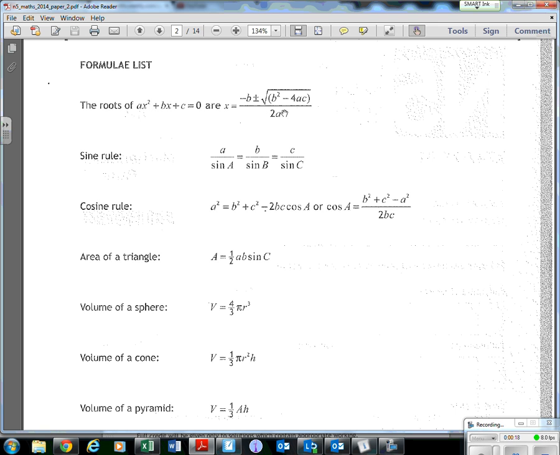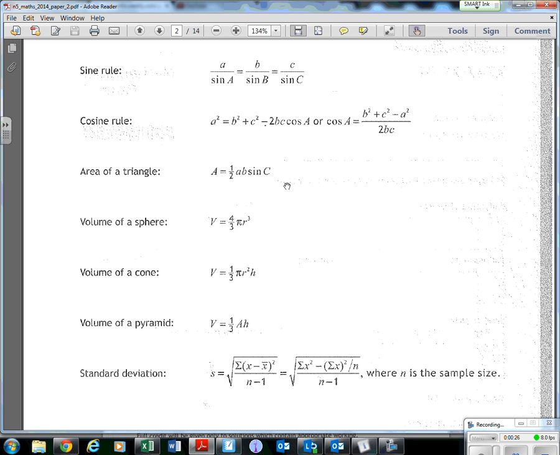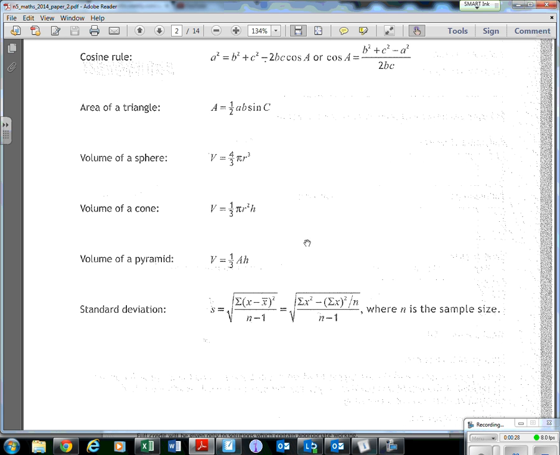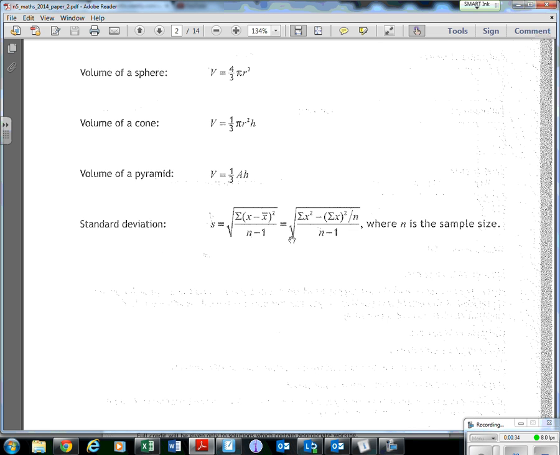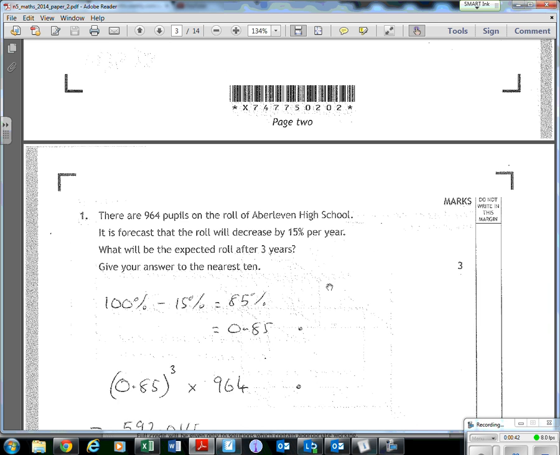So we have the quadratic formula here. Sine rule, cosine rule, both versions there for finding a missing side or a missing angle. Area of a triangle formula, volume of a sphere, cone, pyramid, and the standard deviation formula. There's two versions of this. Use the one that your teacher has shown you how to use. Don't randomly start to use a different one in the exam. That's not a clever idea.